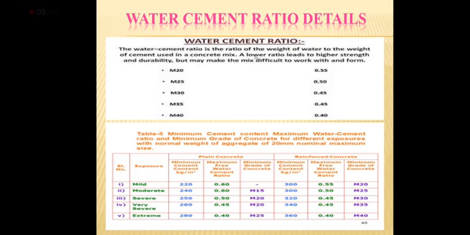What is plain cement concrete? Cement, sand and aggregate with water is called plain cement concrete, which has good compressive strength but low tensile strength. When it is added with reinforcement bars, it becomes reinforced concrete, which is good in compression as well as in tension members. So here we have what water cement ratio can be used as per the exposure condition.